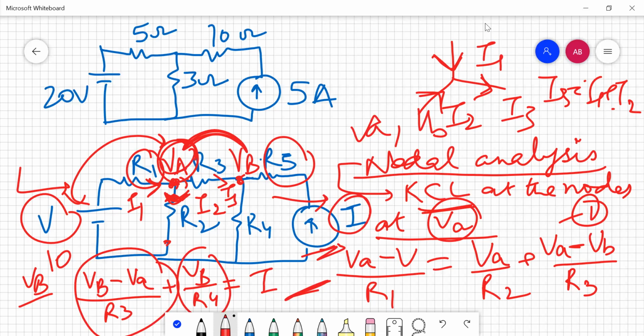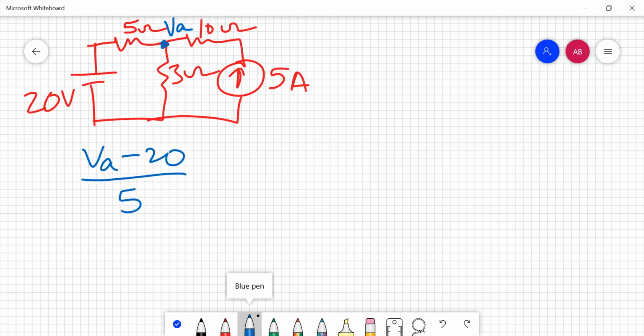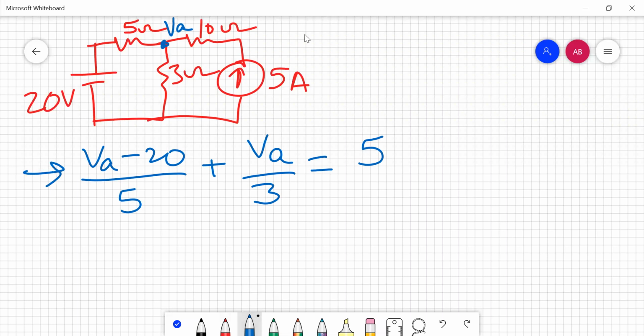So now we are going to apply the same thing in our current problem. Because there is only a single node, there will be this equation only. So now it will be VA minus 20 divided by 5 plus VA divided by 3 will be equal to 5 amperes. Now we will be solving this equation because there is only one unknown, so only one equation is there. We will be solving this equation in terms of VA.